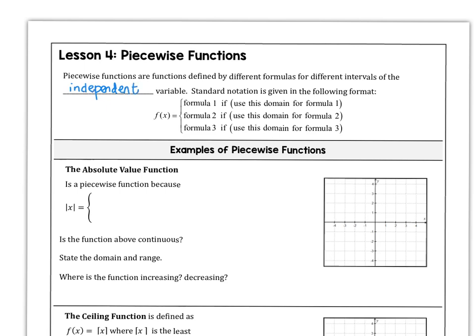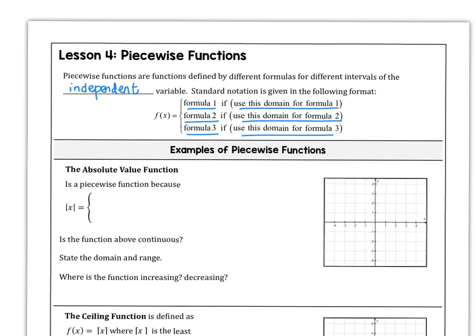So basically they have like subdomains. So you're going to use formula 1 if they give you a certain domain here. This next one, if they give you a different domain, formula 3 for a different one, you can see any number of ones there. Now, here's some examples of piecewise functions.